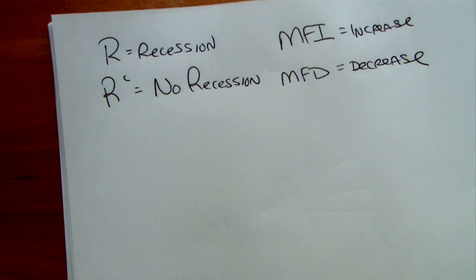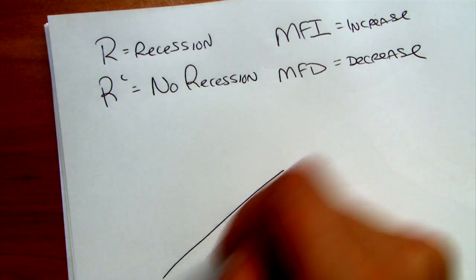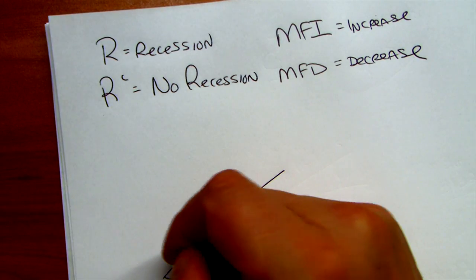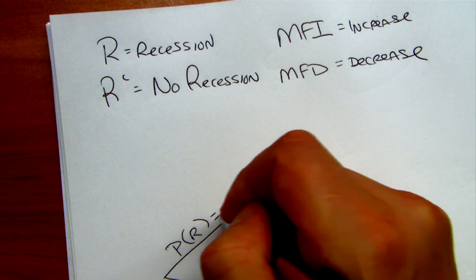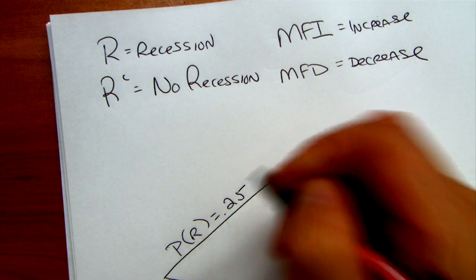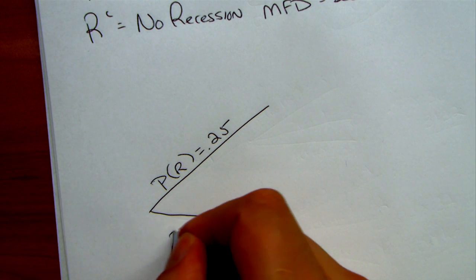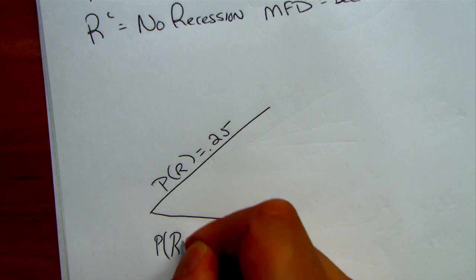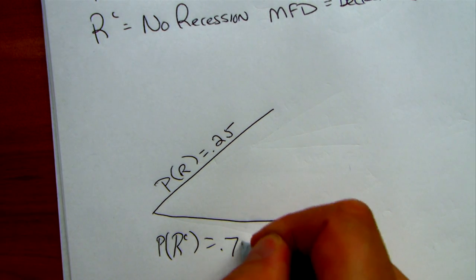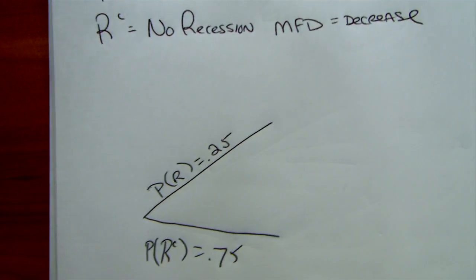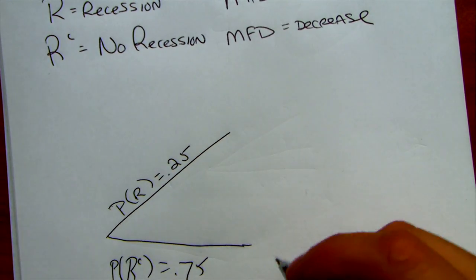So the first thing I'm going to draw on my tree is the recession. She estimates a 25% chance of recession in the next 12 months. And even though it doesn't state it via the complement rule, the probability of no recession then is 75% because they have to add to 100.